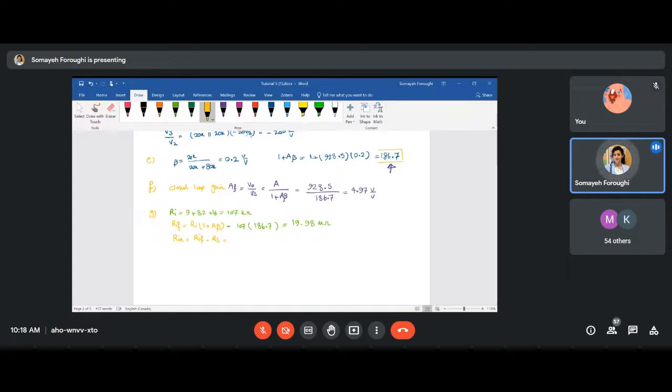You see, when Rif is in megaohm and Rs is just 9 kiloohm, you will again end up having the same 19.98 megaohm, because it's pretty much larger compared to Rs. So that's also part G for finding the input resistance of the feedback. Now let's move on to part H.